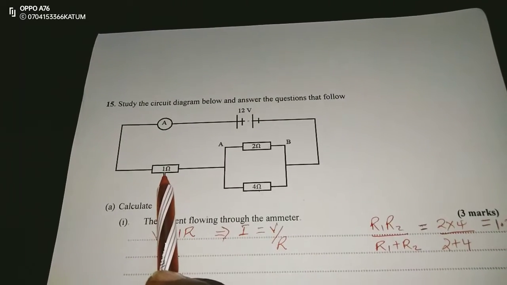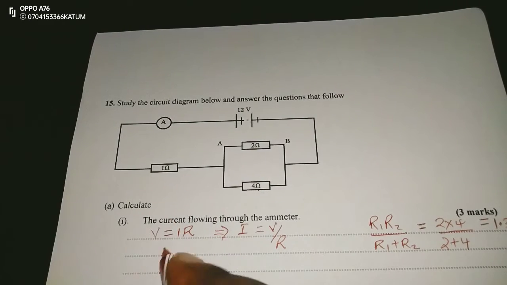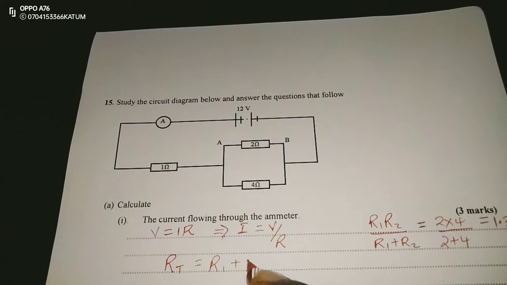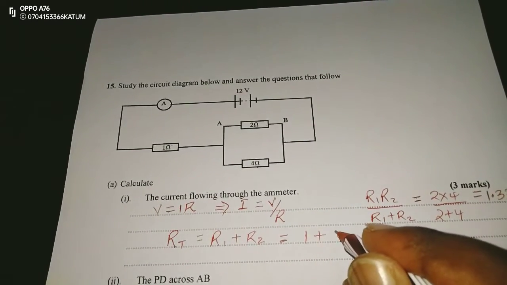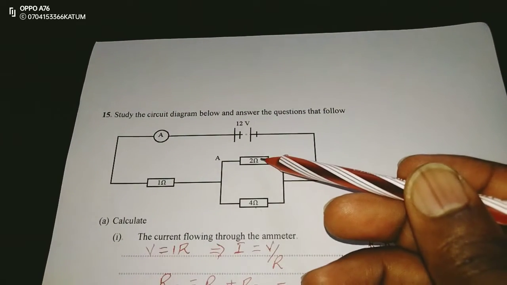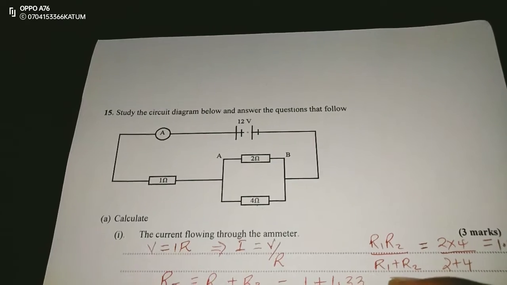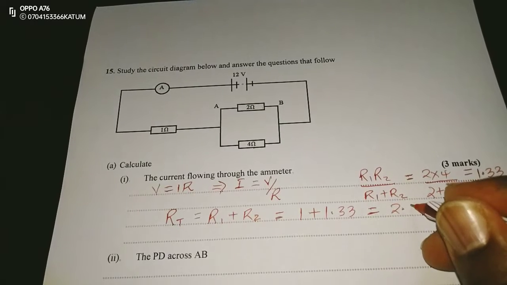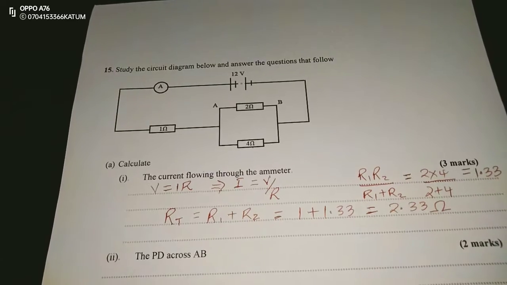Now this can be substituted by one resistor of 1.33. So we have 1 and 1.33 in series. That means the total effective resistance will be resistor 1 plus resistor 2. In series, we just add the resistances. So the first one is 1 plus the effective for these two, which is 1.33. This gives us 2.33 ohms. That is the effective resistance.